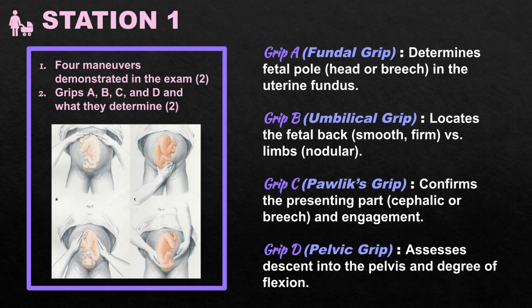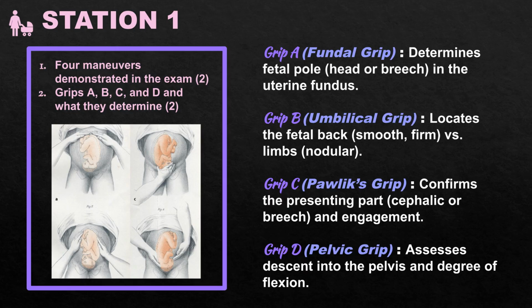Grip C is known as the Pawlik grip. This grip assesses the presenting part above the pelvic inlet. The examiner grasps the lower abdomen just above the symphysis pubis. This maneuver determines whether the presenting part is cephalic or breech, and whether the head is engaged or still mobile.